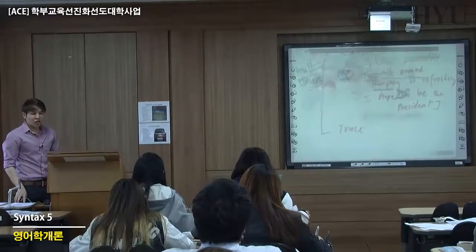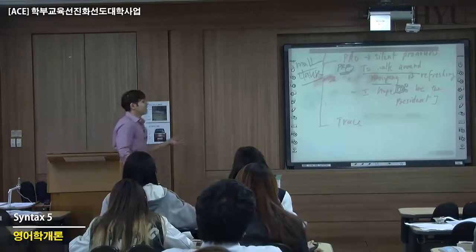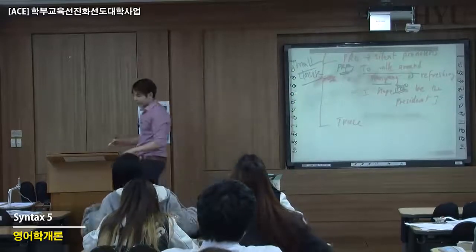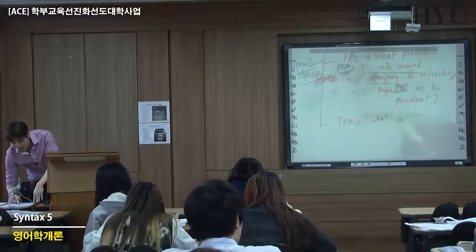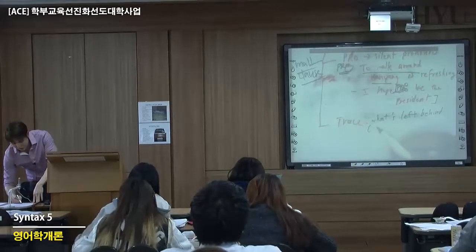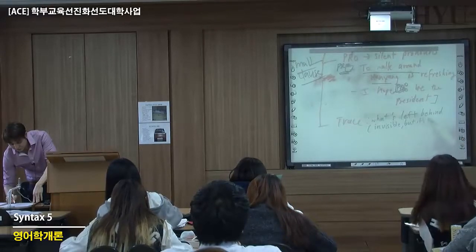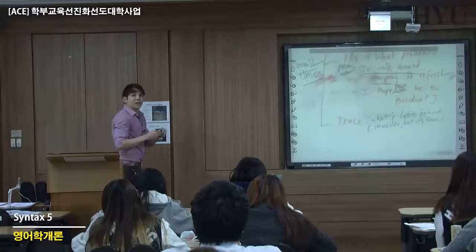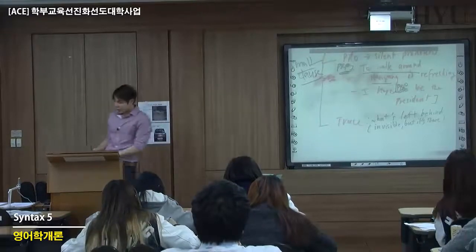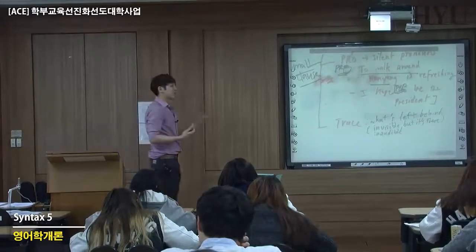And another type of empty category is what we'll call a trace. A trace is a little bit different from a pro. A trace is what is left behind. But that thing is invisible, but it's there. A trace is what's left behind. It's invisible and it's inaudible, meaning you don't hear it. But we assume that it's there because of some evidence.